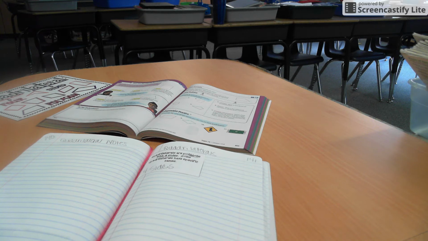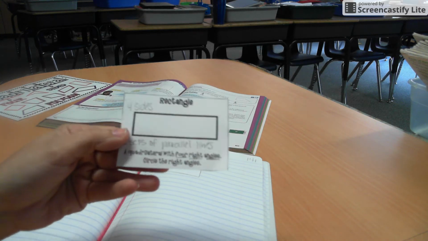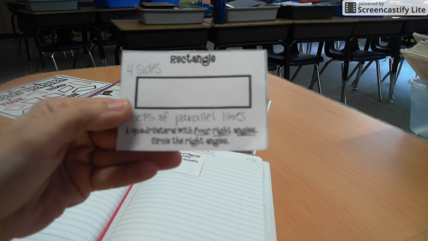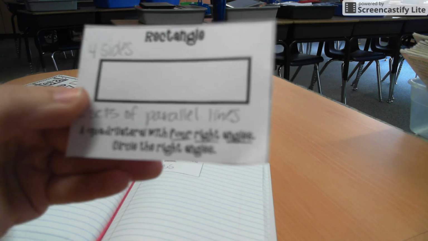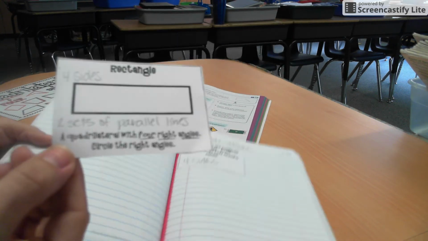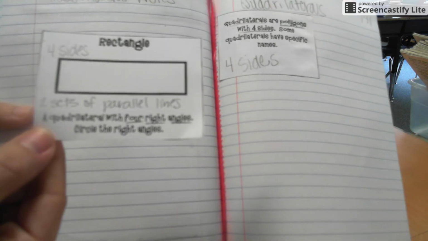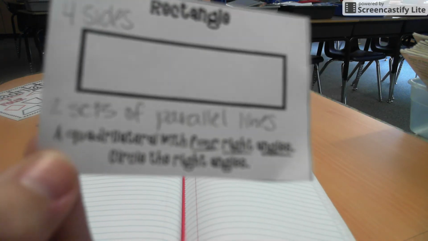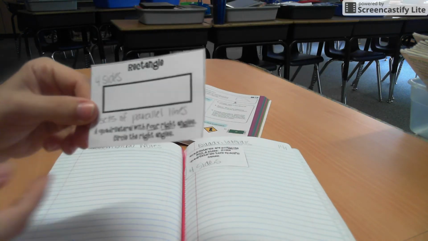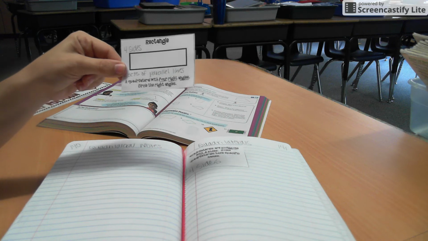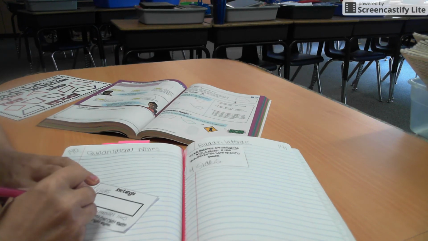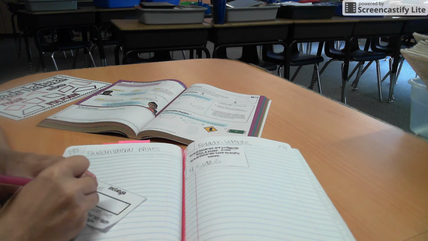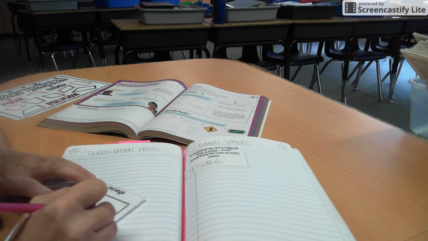So the next one I want you to get is a rectangle. If you look at the rectangle, it has four sides because it is a quadrilateral. It is a quadrilateral with four right angles. And then it says circle the right angles. I know it's a little blurry. Sorry. Well, it says circle the right angles. There we go. So I see that each one of the corners forms that perfect square. So those are the right angles.